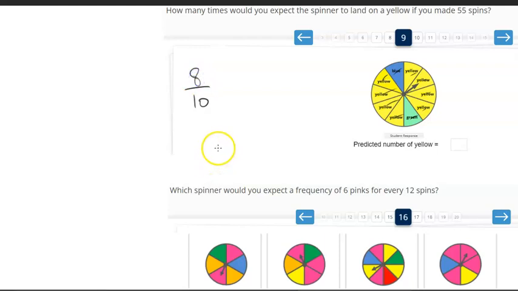So I see students get into the trap where they put 3 out of 10 because there are 3 colors, 1, 2, 3, and because yellow is the highest amount, they put 3 for some reason. This is an incorrect process. This is a misconception students tend to have. You want to do 8 over 10, or 4/5. It's a simplified version of this. And we're doing 55 spins, so we're doing 4/5 of 55, or 4/5 times 55.